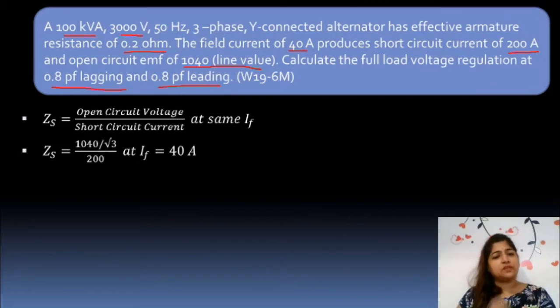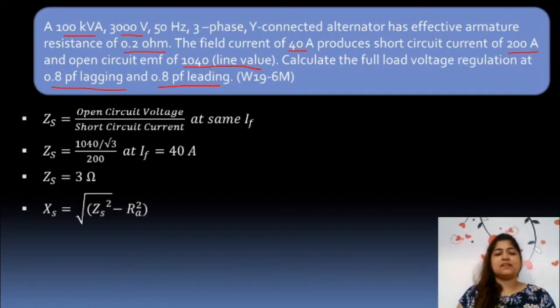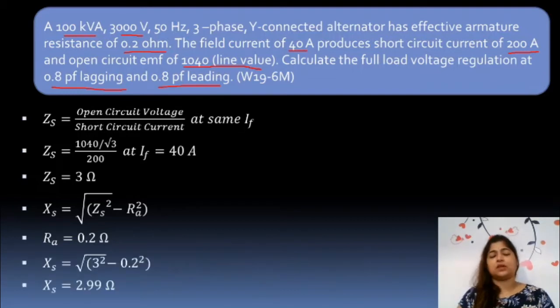40 ampere is just given so that you know that these are the values you are getting at the same IF. There is no use of 40 ampere as such anywhere in the numerical. Okay, so we are getting ZS is equals to 3 ohms, right? Correct. And then we will calculate the value of XS. XS is equals to root of ZS square minus RA square. RA is given in the problem as 0.2 ohms. So we will substitute 0.2 ohms in the above equation and we will get the value of XS. And it comes out to be 2.99 ohms.